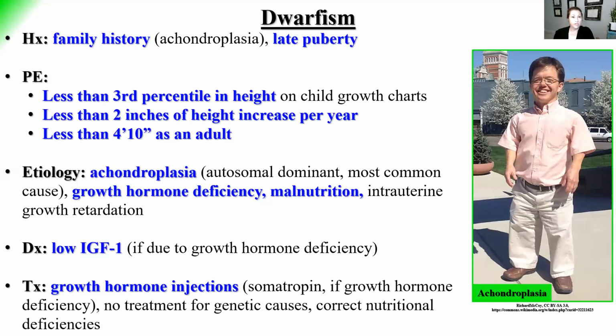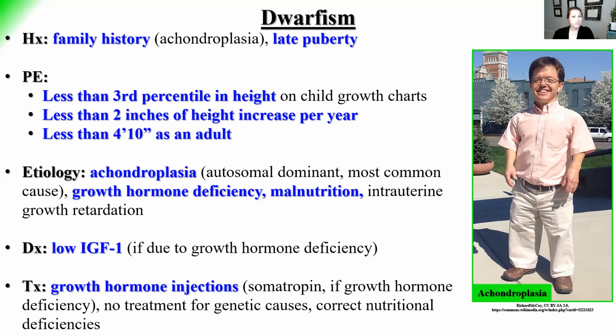Growth hormone deficiency can certainly cause this, but remember for your boards, the most common cause of dwarfism is going to be genetic achondroplasia. Growth hormone deficiency and malnutrition can certainly cause somebody not to grow to their maximum potential. If they have a growth hormone deficiency, the lab finding that you'll have is a low insulin-like growth factor 1.